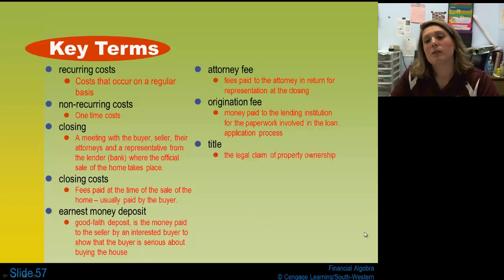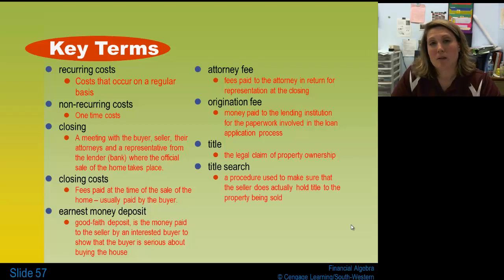Title, this is the legal claim of property of ownership. You have these also for your cars. So you also have a title for the house or the property that you're purchasing. They do what's called a title search when you go and buy the house. This checks to make sure that the current owner is legitimately the owner of it and make sure there's nothing wrong with the title, that they don't have any liens on the house, that they've been paying all of their bills and their mortgage, and nobody's looking for money from them.